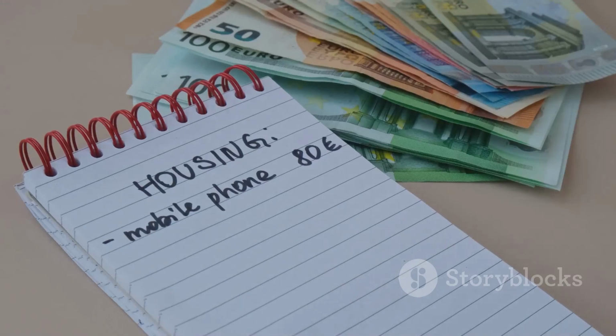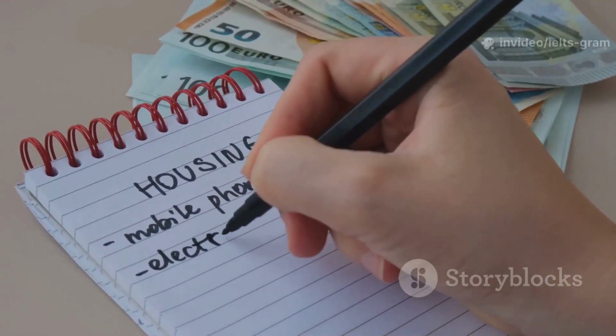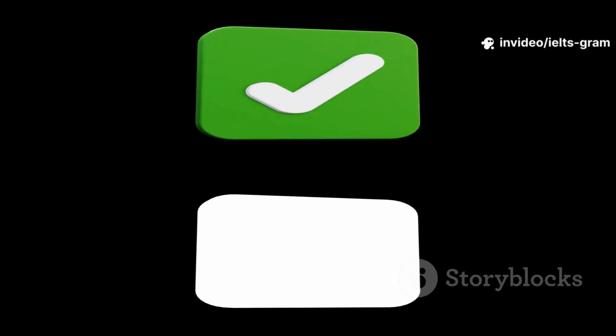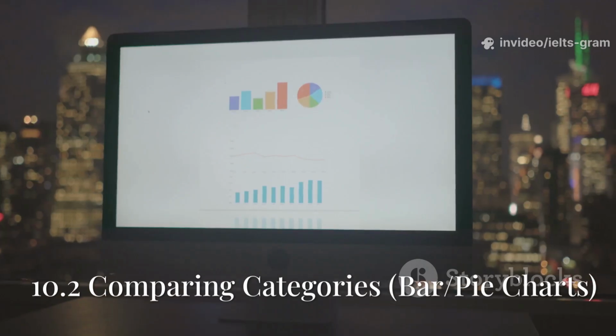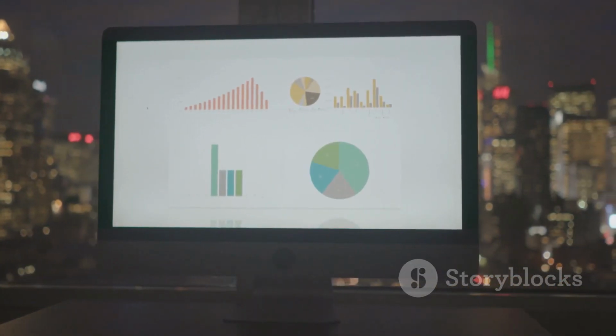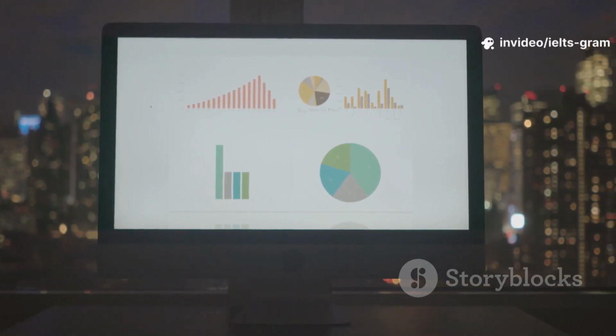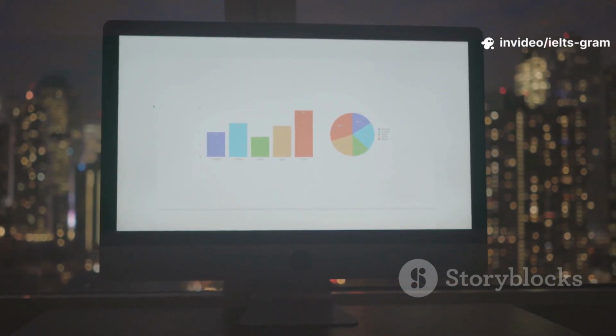So, to summarize for trends, always check your tense against the timeline. Describe the degree of change with precise verbs and adverbs. And where possible, quantify the change. Master this, and you've mastered line graphs. Next, let's tackle bar charts and pie charts. Here, the main task isn't describing change over time, but comparing different categories at a single point in time.